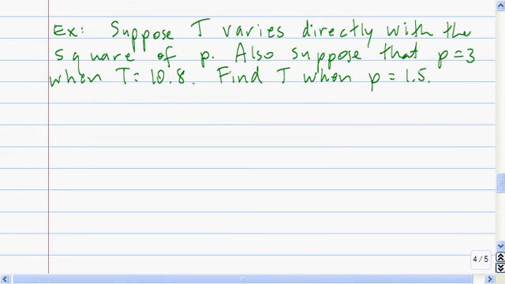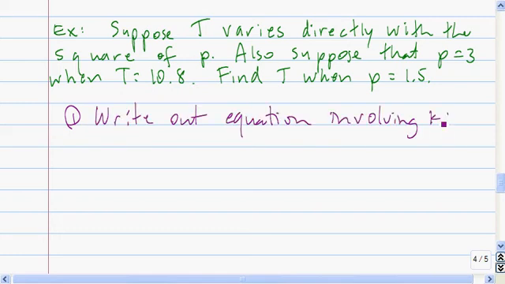So the first step that we're going to do is we're going to actually write out the equation involving k. So you'll remember with direct variation, you have t equals k times your nth power. So we're talking about the square of p, so p squared. So that's the first step. All right, the next step is we want to find k using the given values.